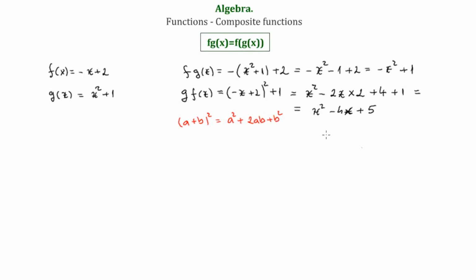And that's how we obtain composite functions. So there we have it then, two worked examples for composite functions.